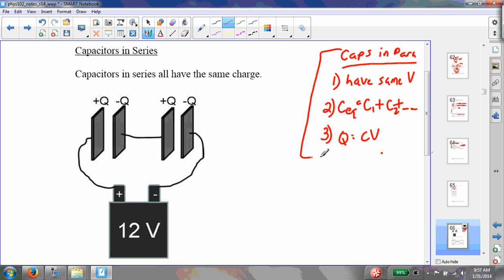So we'll just take those three rules. Some others will crop up as we go along, but let's just take those. Now we're going to have similar rules for capacitors in series, so they'll be similar but different, obviously. Capacitors in series all have the same charge. This is one of our first rules. Remember, capacitors in parallel have the same voltage, but capacitors in series have the same charge.